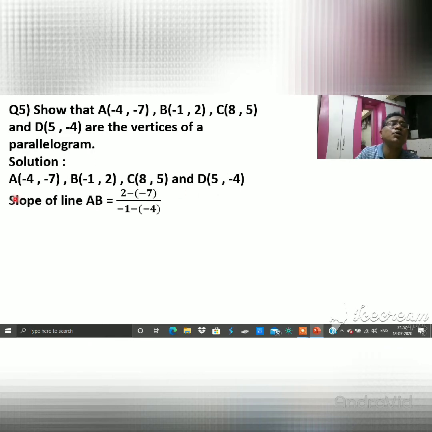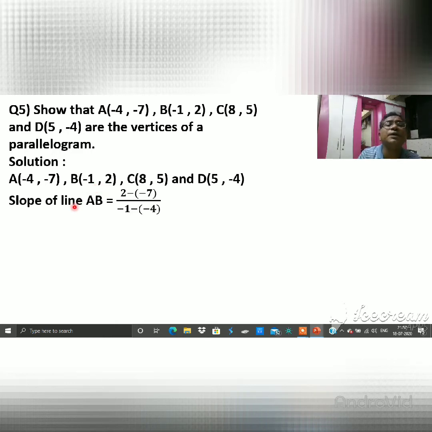So here I want to find out the slope of AB. So see here, I want to find out the slope of AB. So A point coordinate, this is x1. So x1 is -4 and this is y1. y1 is -7. Then B point, this is the second bracket. So it is x2. x2 is -1 and y2 is 2.